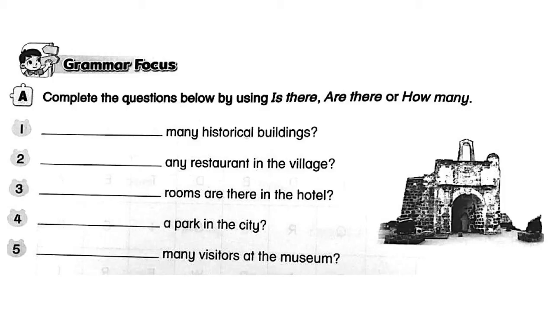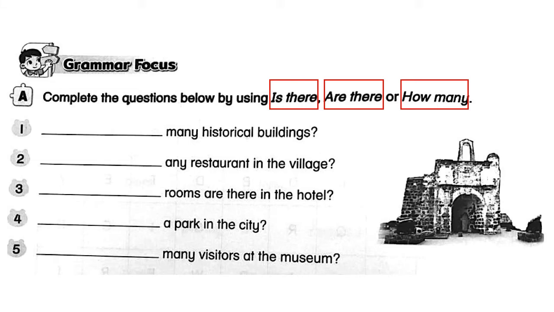Grammar focus. A. Complete the questions below by using is there, are there, or how many. Okay, the keyword for is there is a singular noun, a or an. Okay, for are there, we have plural nouns, and how many is used to ask about the quantity.